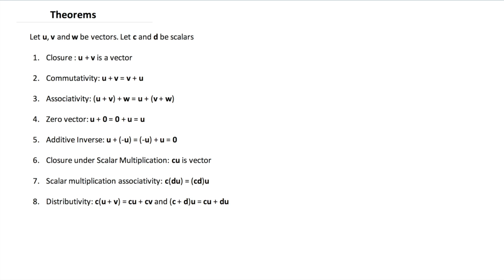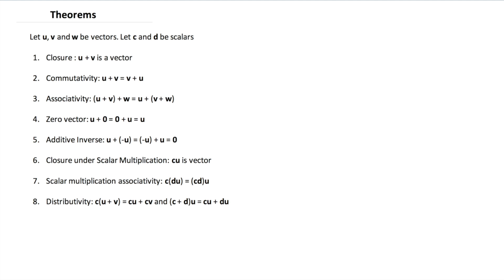Before continuing further, let's review some of the properties of vector addition. I am not going to prove these theorems. They simply follow from what we have learned about vector addition and scalar multiplication till now. I would encourage you to take actual examples and convince yourselves that these theorems are indeed true. So, you just have to assume that u, v, and w are vectors and c and d are scalars.